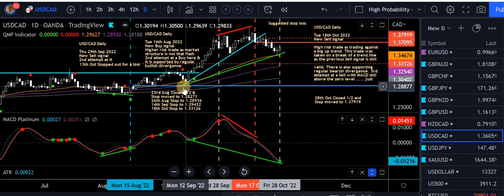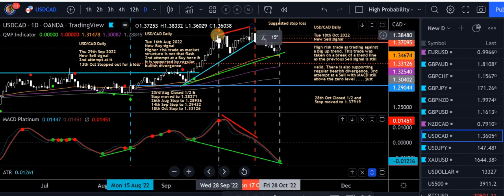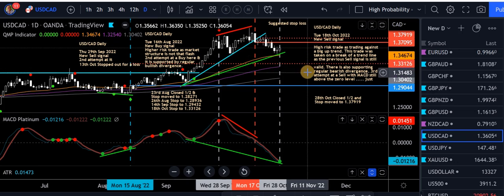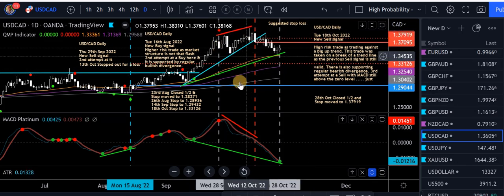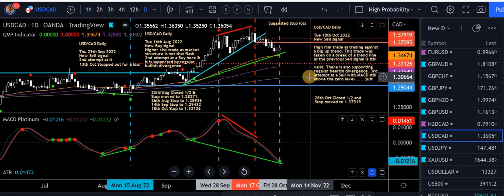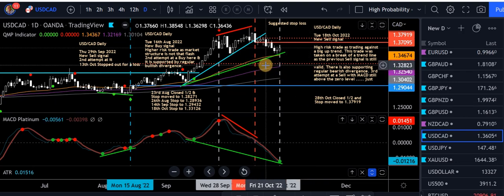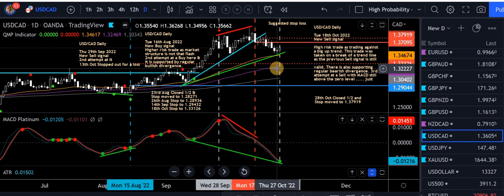One of those trend lines drawn across the lows because the signal's valid still. Broke the low here, took the sell. This is all this trade here. There's divergence there. You can see the divergence marked on the charts. And 28th closed half. So let's have a look. 28th of October, which is Friday there.